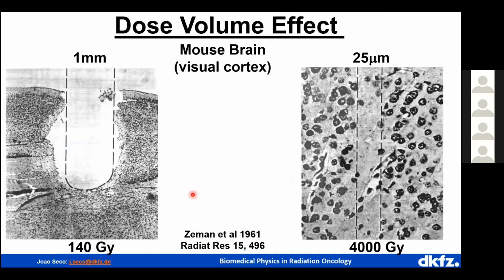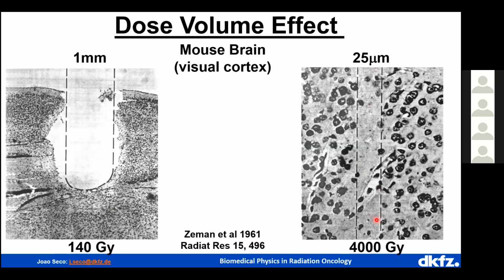Here's an example of a study that was done more than 60 years ago, in 1961, where they delivered 140 gray to a millimeter of space, and they literally obliterated this tissue. And by just reducing the beam size to a tiny 25 micrometers, they were able to give 4,000 gray without too many side effects. Look at the difference in the side effects. Here, there is nothing left. The tissue has been literally obliterated with 140 gray.